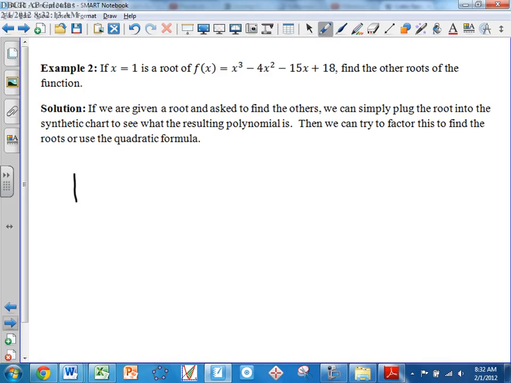Do we have to flip the sign? No. Remember, out here is always the root. The root goes out here. If you were given a factor, you have to switch the sign to get the root. That's why we switch the sign. But here we leave the sign alone.